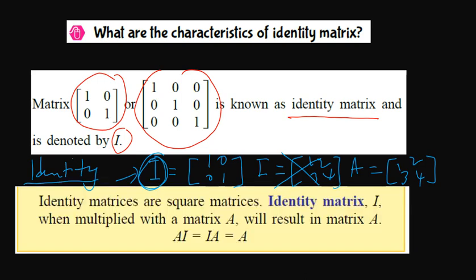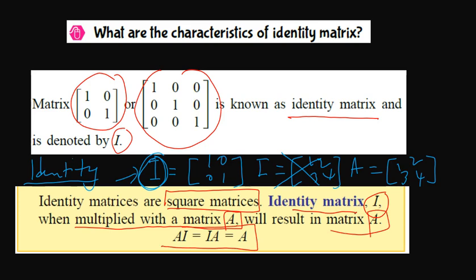Okay, then identity matrix, what I have said just now, is always a square matrix. Identity matrix I, when multiplied with the matrix A, will result in matrix A. So you can write like this. This is the formula. Very important.